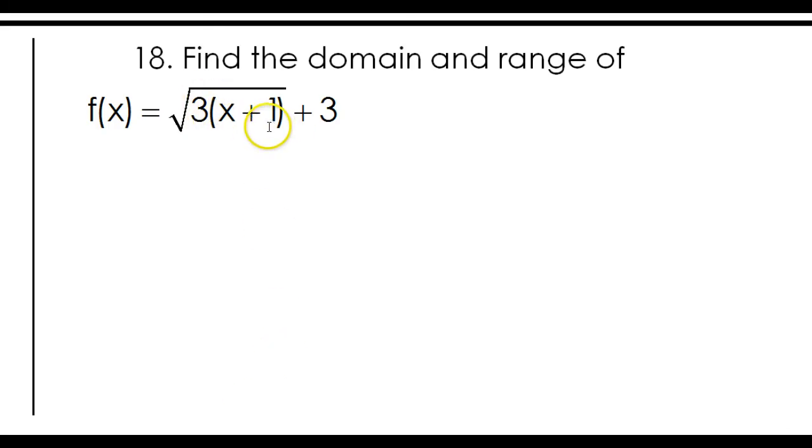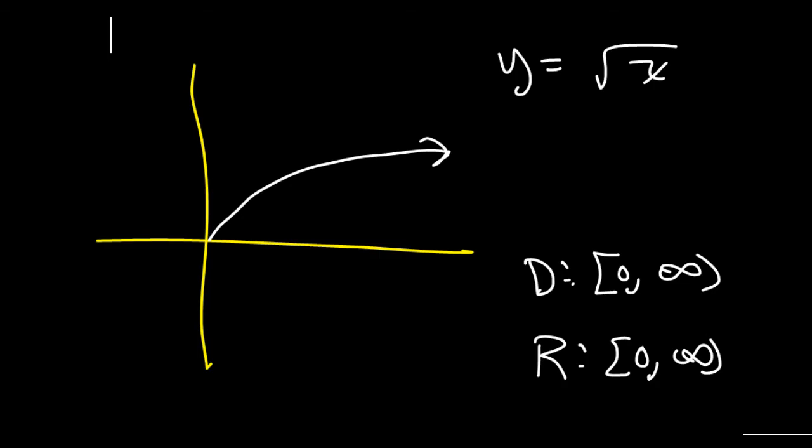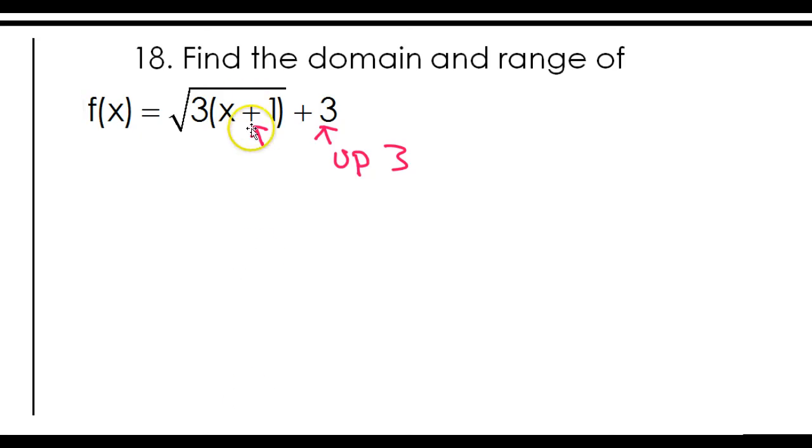When we look at these changes, the main ones that we want to be aware of are the +1 right here and the +3 on the outside. This +3 on the outside is going to move the graph up 3 compared to the parent function that I just showed you. This +1 right here is going to actually move the graph left 1 compared to the parent function.